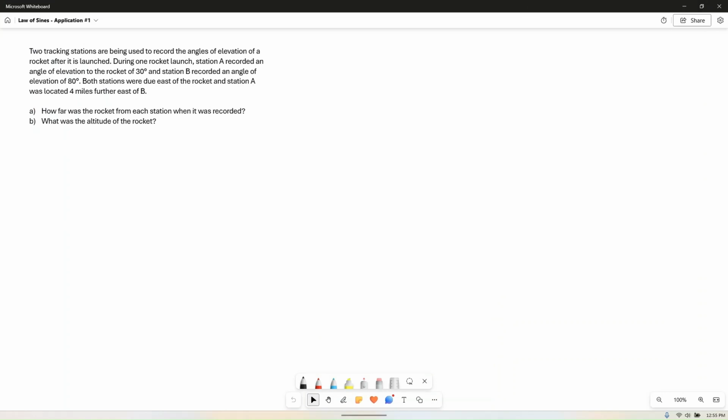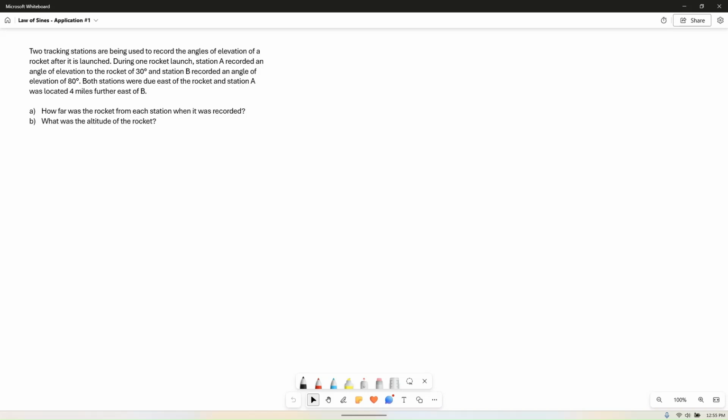Okay, so we have these two tracking stations, A and B. They've recorded the rocket at the same time at two different angles of elevation. Both stations are due east of the rocket, so we're just assuming this is all level ground. We're not told anything else. And we're also told station A is 4 miles east of station B. So they're both east of the rocket, but A is further east than B.